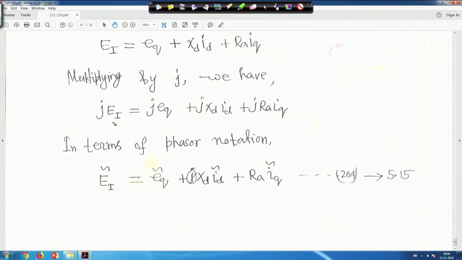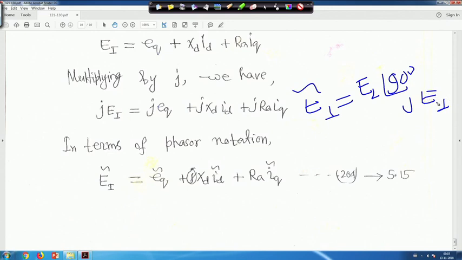So, it matters that J means your Q axis is leading the D axis by 90 degrees, right. So, whenever you make it, basically EI tilde is equal to your EI, angle 90 degrees, that is nothing but your JEI, right. Similarly, your EQ tilde also is equal to EQ angle 90 degrees, so JEQ, and this J will be there in JXD ID, because your Q axis is leading the D axis by 90 degrees.